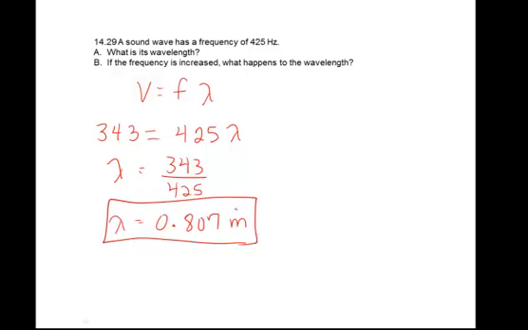And part B wants to know if the frequency is increased, what happens to the wavelength? Well, if velocity is staying the same, that means these two are inversely proportional. So it means they do the opposite. So if one gets bigger, the other gets smaller, and vice versa. So in this case, if the frequency is increased, then the wavelength has to decrease. And the velocity is always the same in the same medium, just the frequency and the wavelength will be changing.